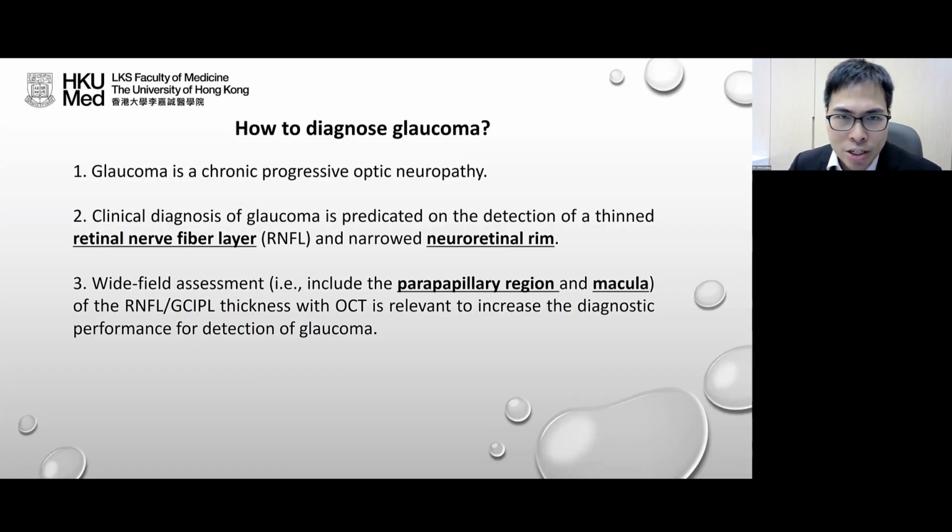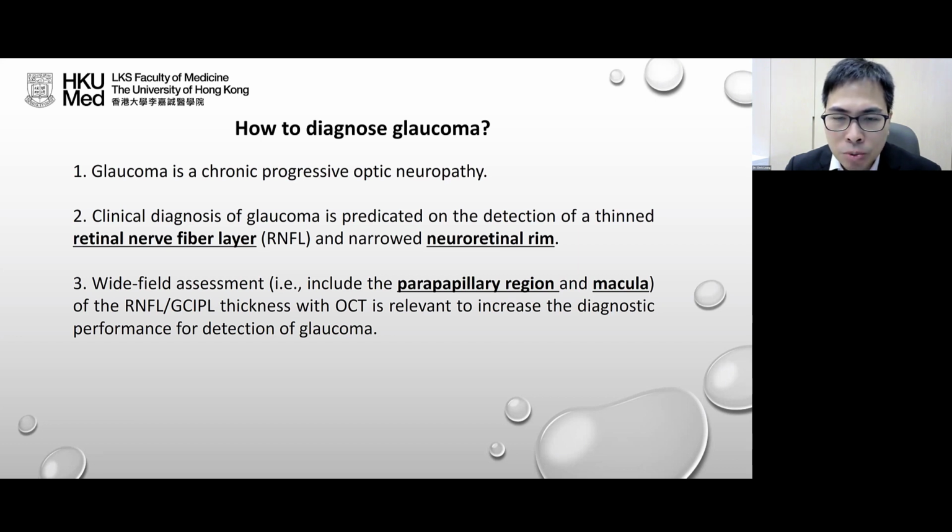Now, these are the take-home messages. How to diagnose glaucoma? We need to know glaucoma is an optic neuropathy, and the clinical diagnosis is actually predicated on 2 key parameters, which are the retinal nerve fiber layer and neuroretinal rim. And then we also need to be aware of the fact that wide field assessment is important.